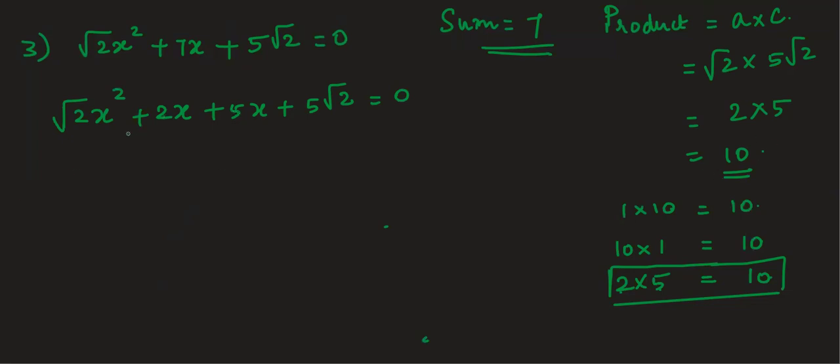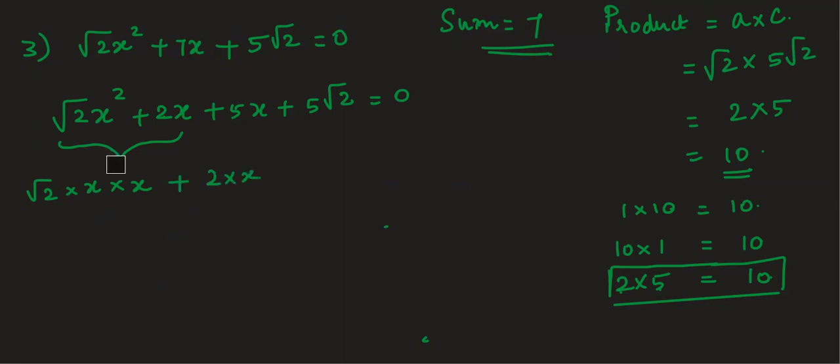Now we are going to combine the first two terms and the next two terms. How do I combine? I should see what is common here, then take what is common out. If this step is slightly confusing, we will just write it like this. √2 into x into x, I'm just going to split and write. So √2x² is nothing but √2 into x into x, plus this is 2 into x.